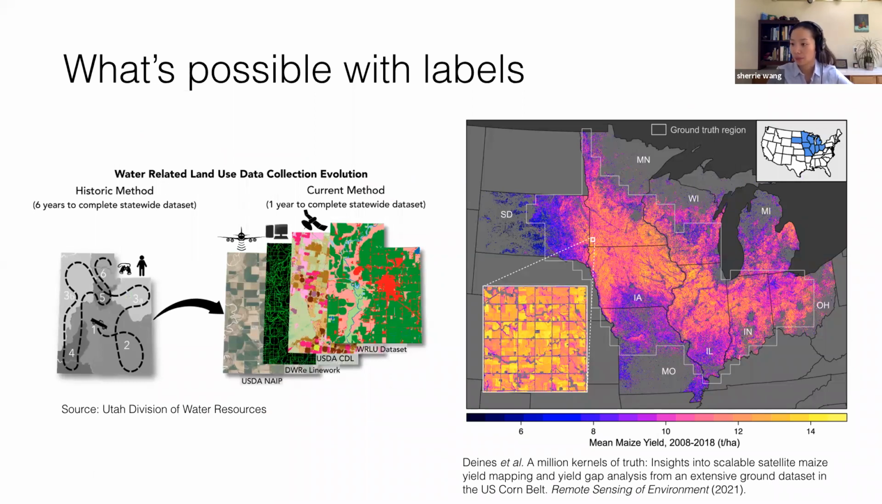And I've given 2 examples here. On the left is from the Utah Division of Water Resources, where CDL, the Cropland Data Layer, is used as an input for their water-related land use data. And then on the right, I'm showing some other work out of our lab, which is showing mean maize yield. Maize is another word for corn, between 2008 and 2018.